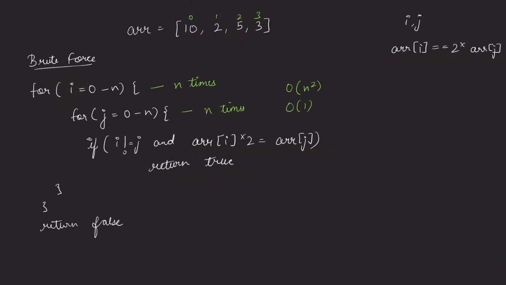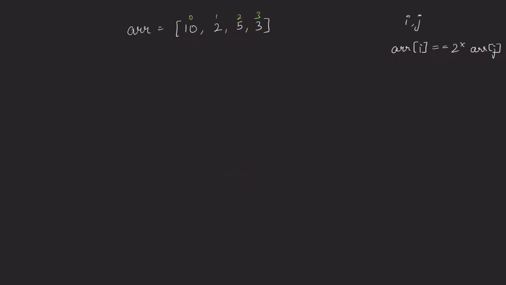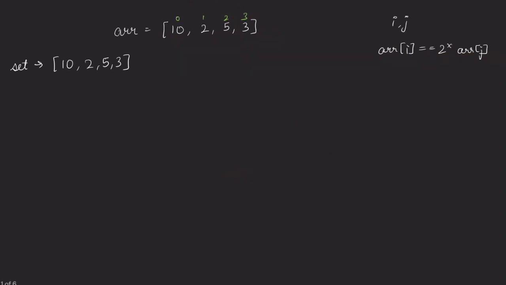But let's look at a little more optimized code. So instead of going into n square, what we can do is keep all these numbers in a set, right? What I'm saying is that I will take a set and inside that set, I will keep all of the numbers. 10, 2, 5, 3, right? And then you will take each element from the array and you will check whether its double is present in the set or not. So you will take this 10, you will check if its double is present in the set or not. So it is not present.